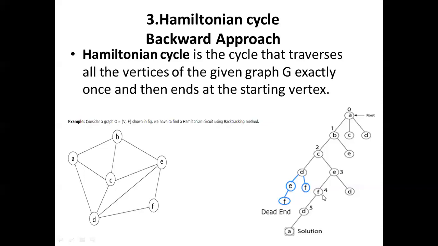From F, which is the next neighbor? The neighbor is D. Can I go from D to A? Yes, it's possible. Starting is A, ending is A. That means A is repeated 2 times, that is, the starting vertex will be repeated 2 times. All the other vertices in this particular path appear exactly once. That is one solution. There are n number of solutions. Maybe you will get one more solution.